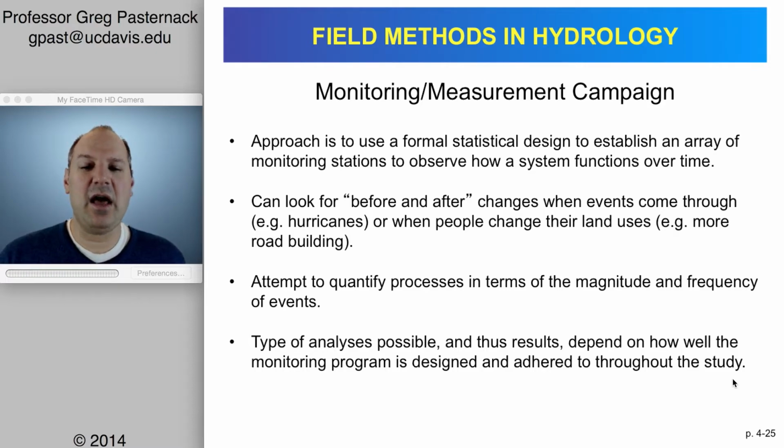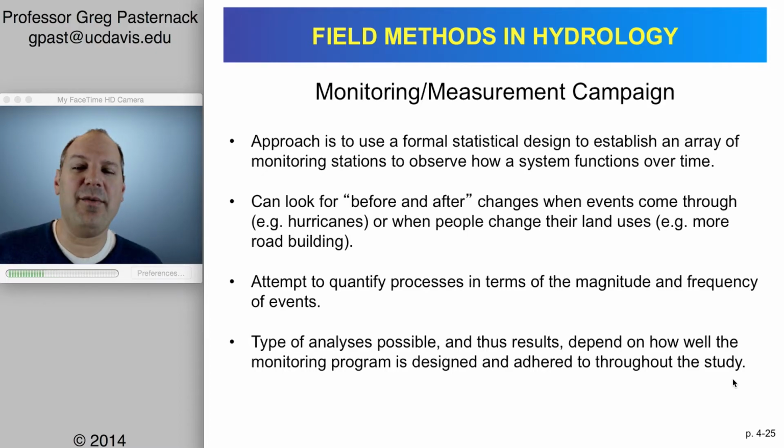Okay, so the next type of exploratory observation is called a monitoring and measurement campaign. Here we're still going to use a formal statistical design to establish an array of monitoring stations, but now we're not going to have a basis for comparison. We're just going to watch to see how the system functions through time. You might still be able to look before and after changes when events come through, or if there are changes in land use, but you're just at a spatial scale where there isn't anything to pair against.